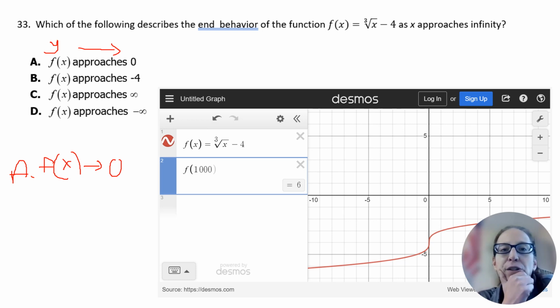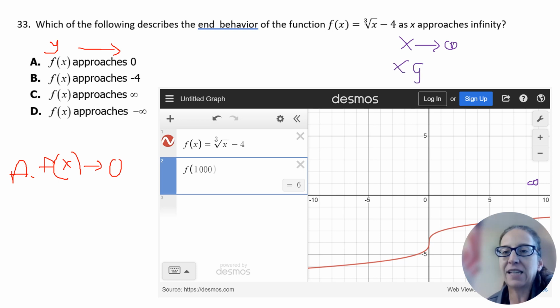So it says, which of the following describes the end behavior as x approaches infinity? So what on earth does it mean that x approaches infinity? That means x gets close to infinity. Well, where does that happen? That happens over here on the right. You could also read this as x gets bigger. Okay, if it's approaching infinity, it is getting bigger. So as x gets bigger and bigger and bigger, that would be this way.